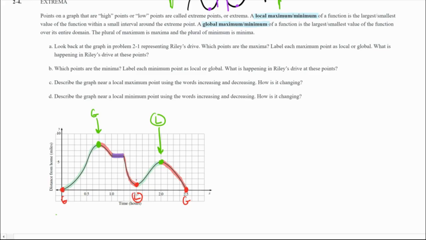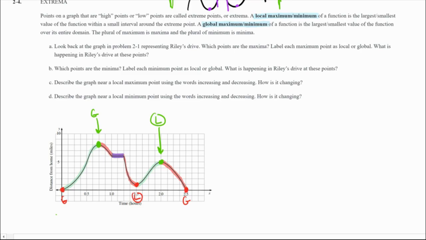But when I'm looking at this, what's happening at the local is that, again, changing from getting closer to the house to getting farther away from the house. So turning away from the house versus actually being at home or landing at that spot.